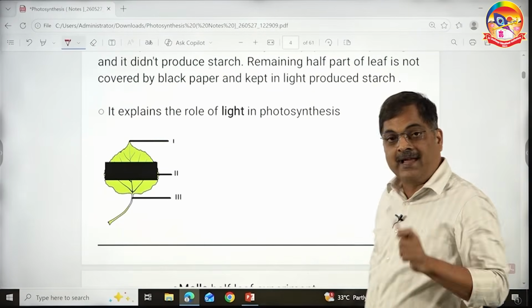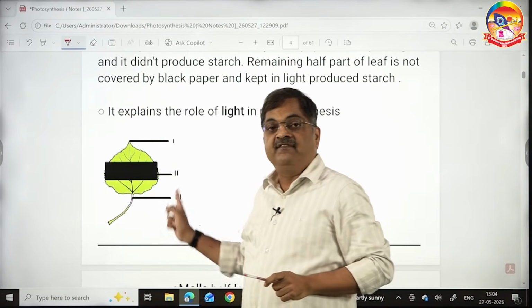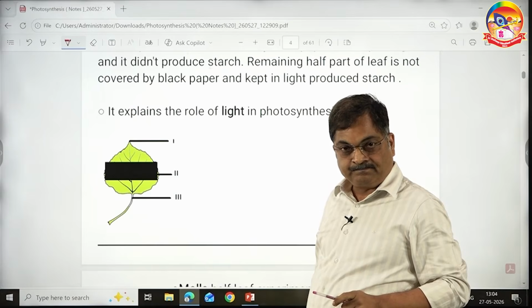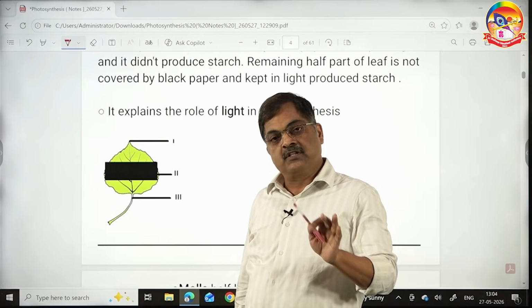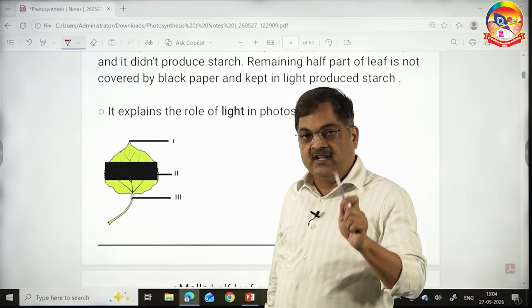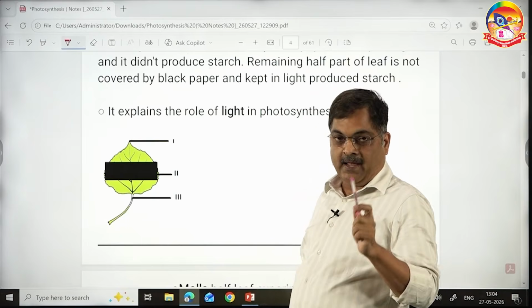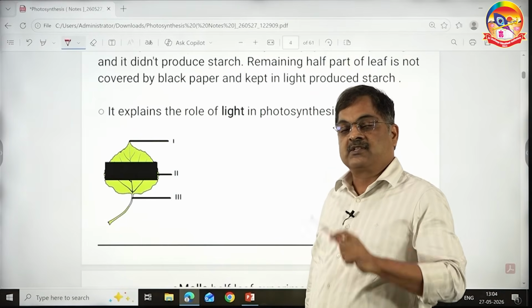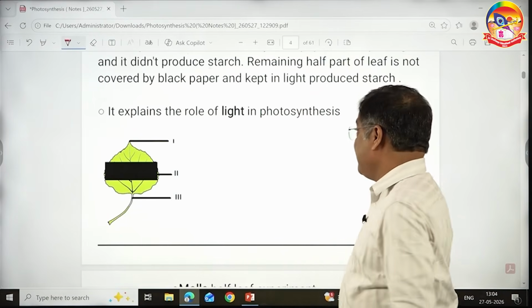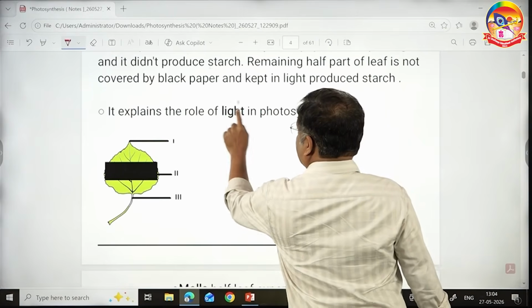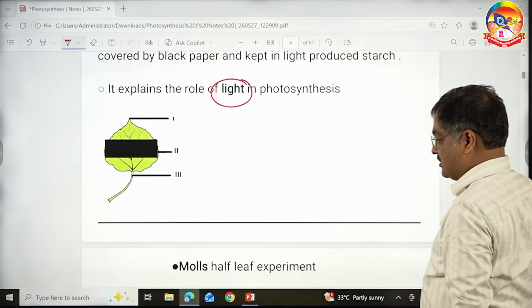Let us not waste our time here. A part of the leaf is covered with a black paper. The remaining part of the leaf was normal. That part of the leaf which is not covered with black paper responds to the iodine test, not the one covered with black paper. So this experiment explains the role of light in photosynthesis.